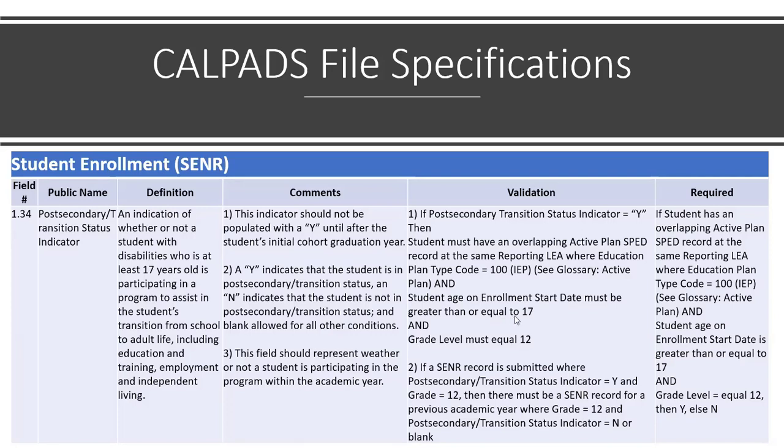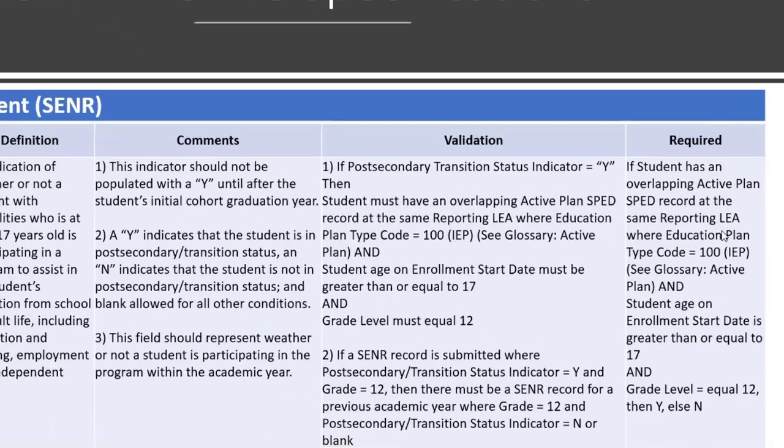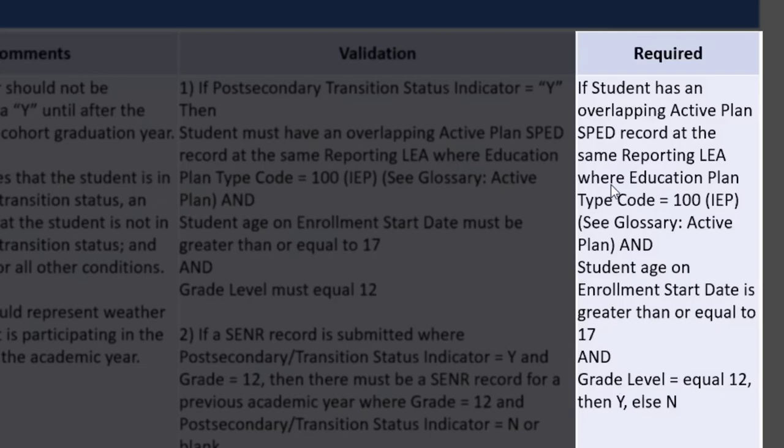So we're really going to be focusing in on the student's age and grade level and identifying the initial cohort graduation year, okay? And then here's when it is required. And again, that just reiterates it's required for students with an active IEP that are 17 years old and the grade level is 12. Otherwise, it's not required at all.